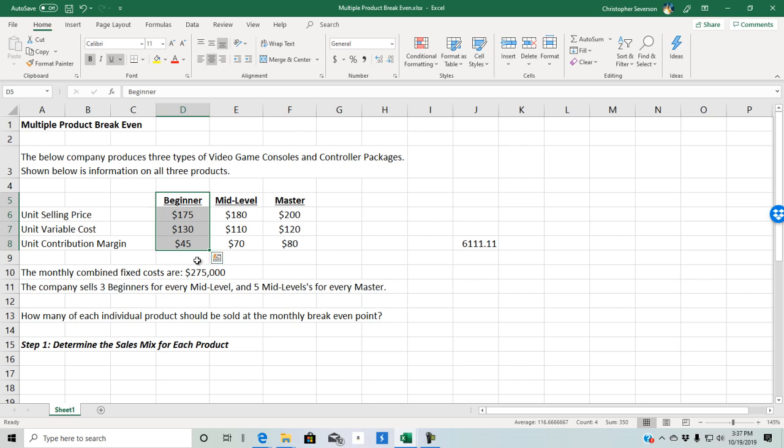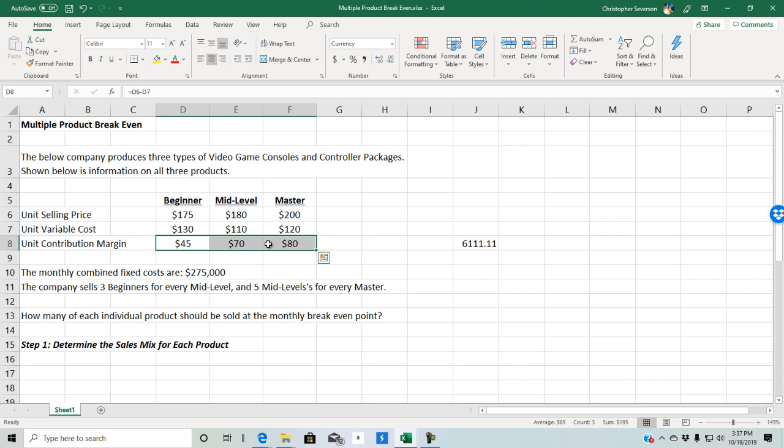That's what we would need, but the problem is that's not the only product we have. We have 2 other products, so it becomes a little bit more challenging with this type of problem, because what do you divide it by? 45, 70, 80? Do you just take a straight average of the 3? And the answer is neither. You have to take a weighted average contribution margin.